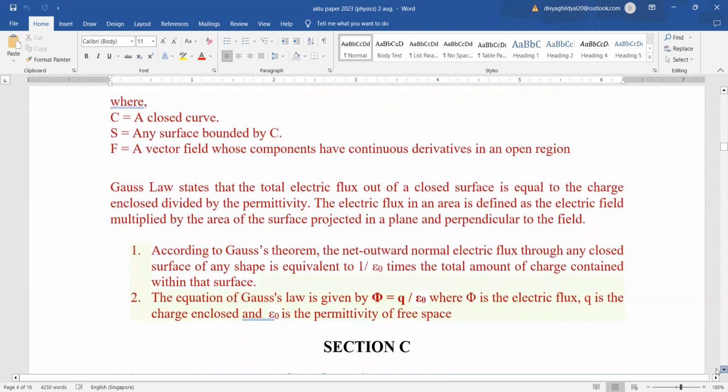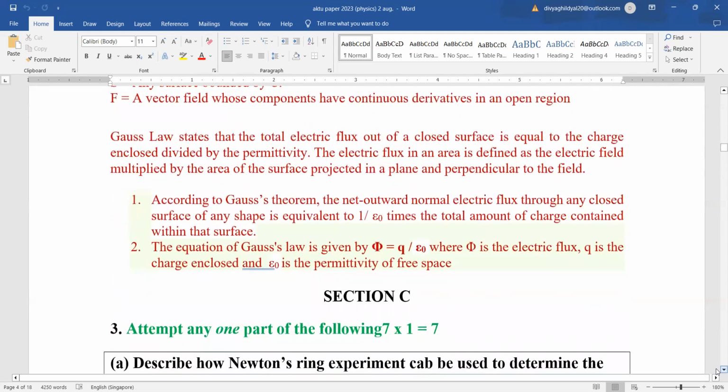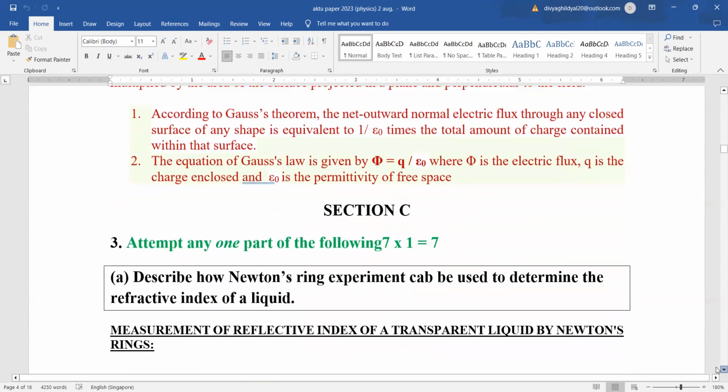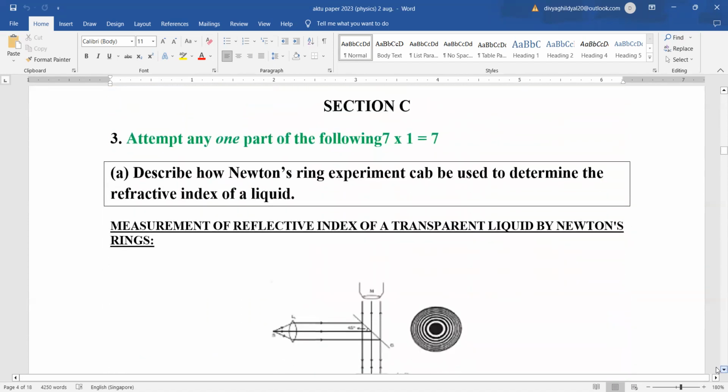Gauss' law states that the electric flux over an area is equal to the total charge enclosed by that flux over the passing area divided by epsilon naught. And these two theorems are very important in electromagnetic theory.